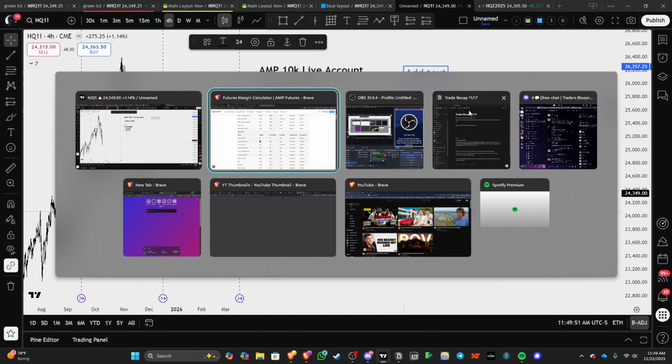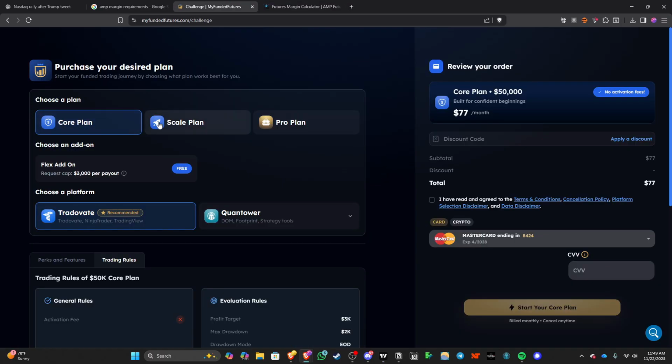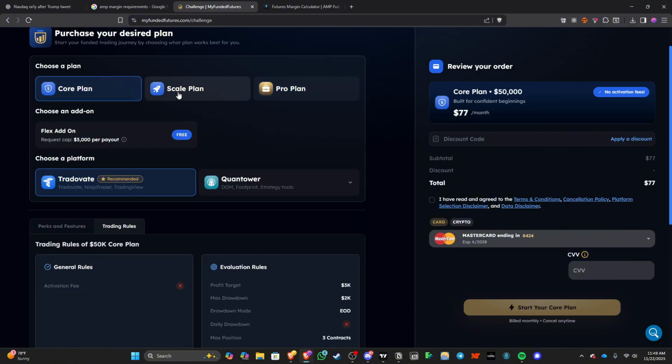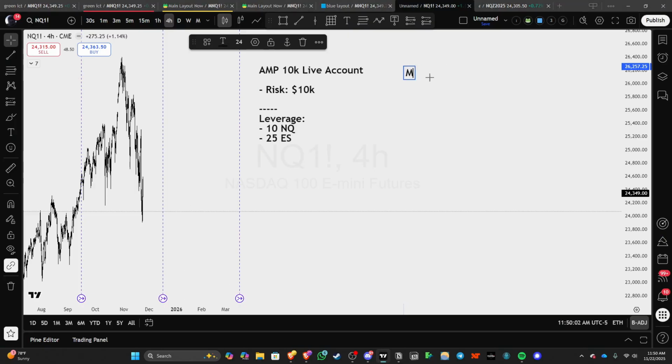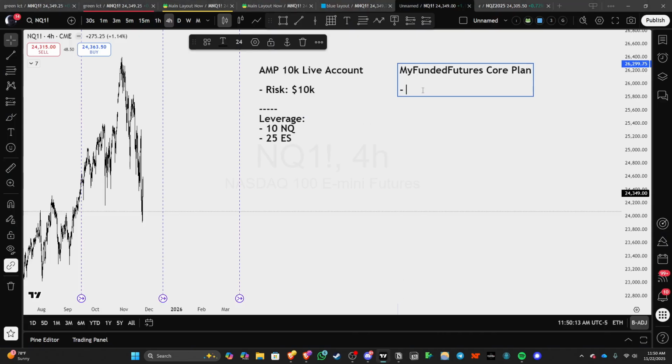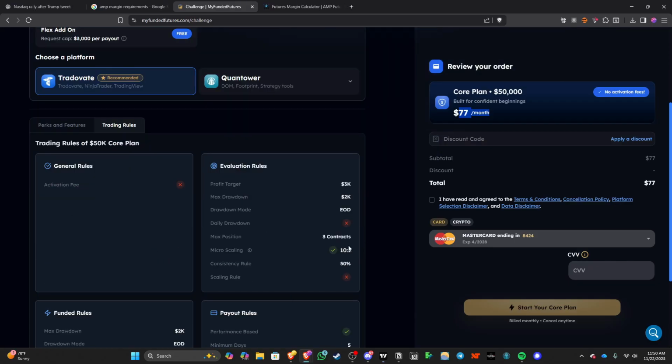Okay, now let's go to a funded account, right? Let's do my funded futures, core plan. What are you risking with the funded account, right? Well, you risk the initial cost, so it's going to be $77. What is the leverage? Essentially, how many contracts do you have access to? With my funded futures, there's a scaling plan, but ultimately, you're going to have access to 3 contracts.